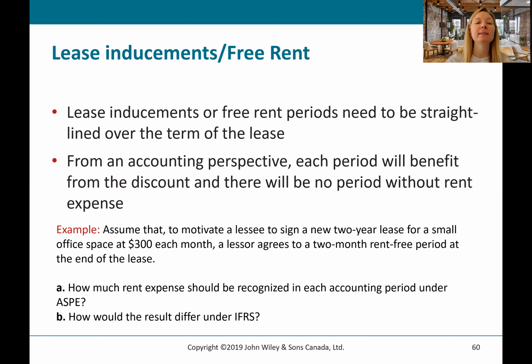Lease inducements or free rent periods need to be straight lined over the lease. So from an accounting perspective, each period will benefit from the discount. There's no period without rent expense. As an example, assume that to motivate a lessee to sign a new 2-year lease for a small office space, a lessor agrees to a 2-month free rent period at the end of the lease. How much rent expense should be recognized under ASPE?